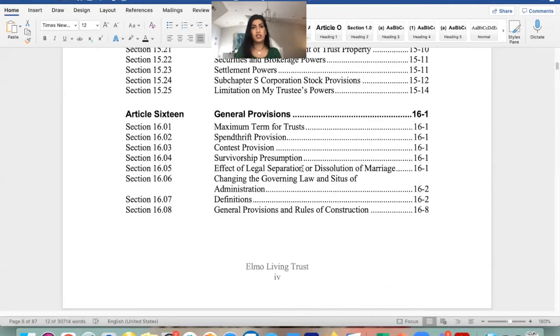The last article is just general provisions. It gives definitions and things like that. So that is a revocable trust. Now that I've gone over it, take a look at yours and make note of questions, so that when you meet with myself or another attorney to review your documents, you have some specific questions related to your own situation in regards to how the trust works. All right, thank you so much.